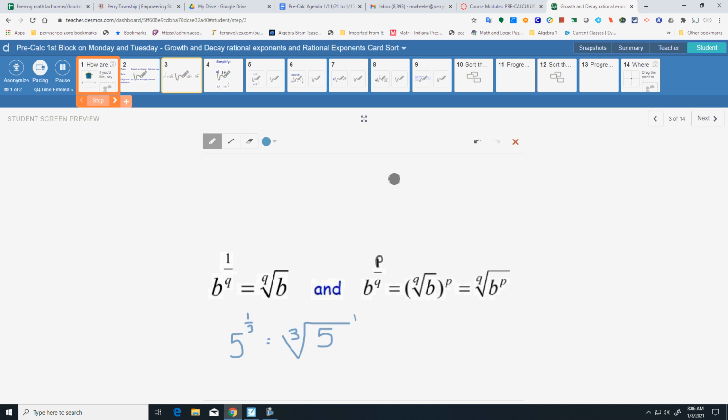So let's say I had 5 to the 2/3. You really do it the same way. It's a little bit neater though. Your index is still 3. Your base is 5. And on this 2, you have a choice. You can put it on the inside of the radical, or you can put it on the outside of the radical. Either way is fine.